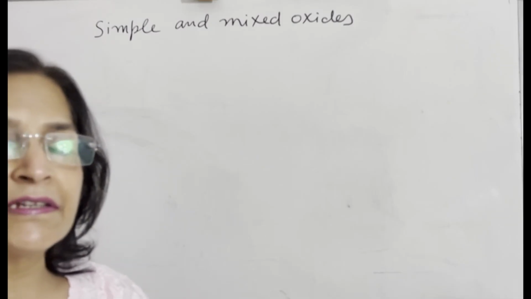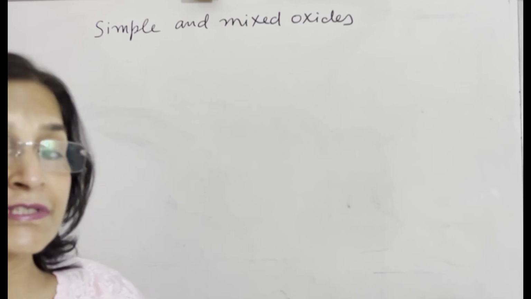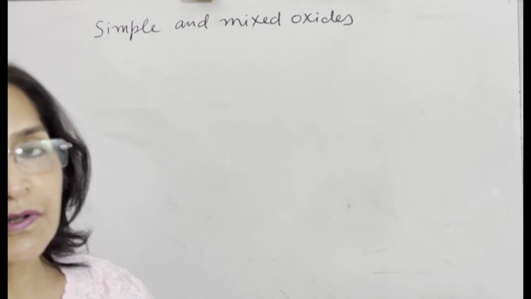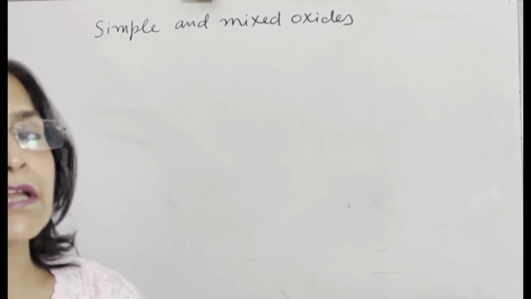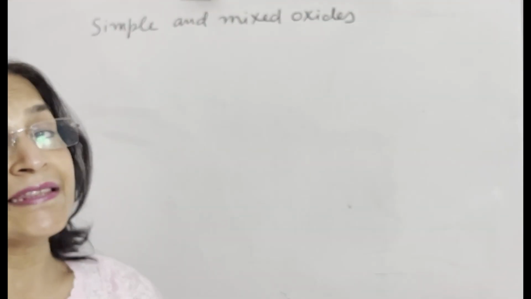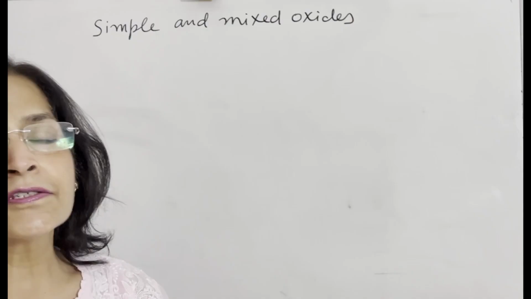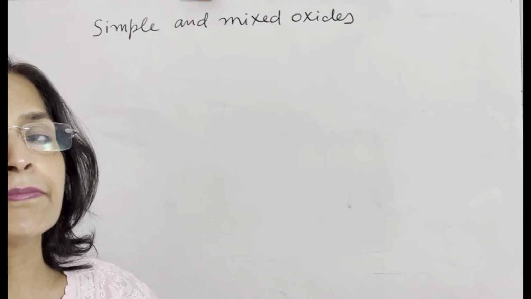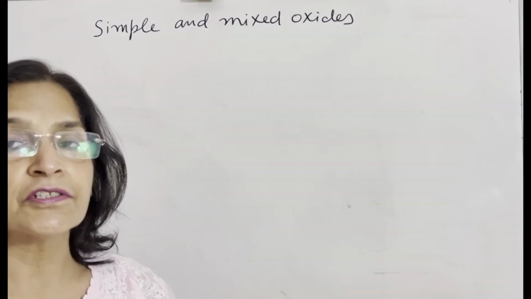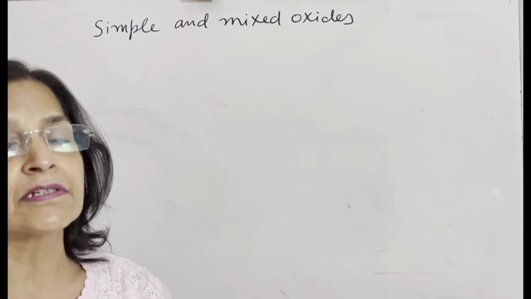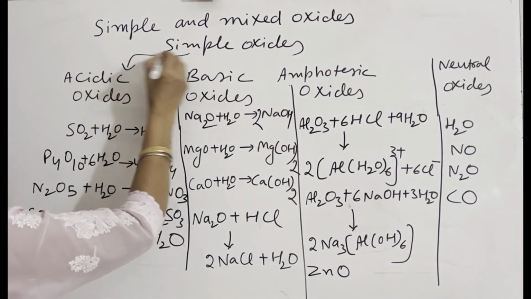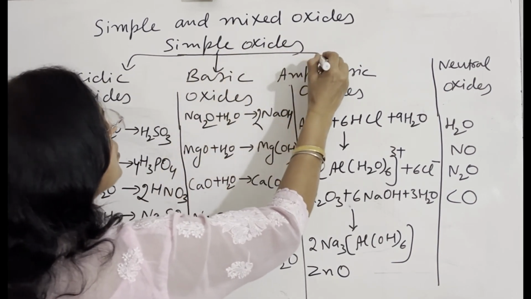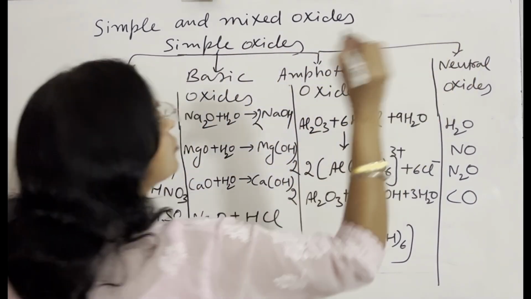Most of the elements react with oxygen and form oxides. These oxides may be ionic, these oxides may be covalent, and some elements form more than one type of oxides. Oxides either can be simple or mixed. Mixed oxides consist of two simple metal oxides in different oxidation states of metal. First, we will discuss simple oxides. Simple oxides are of 4 types: acidic oxides, basic oxides, amphoteric oxides, and neutral oxides.